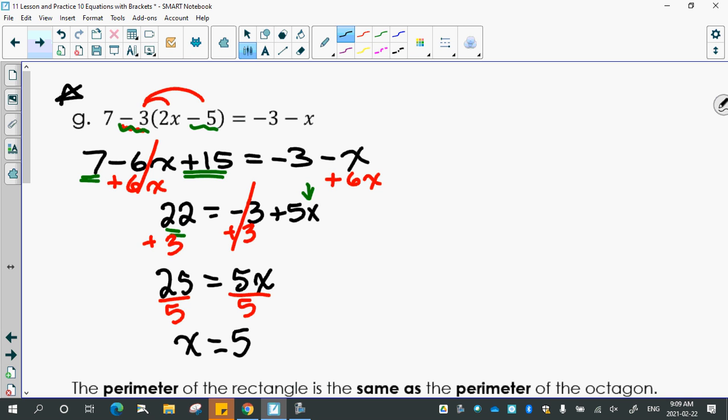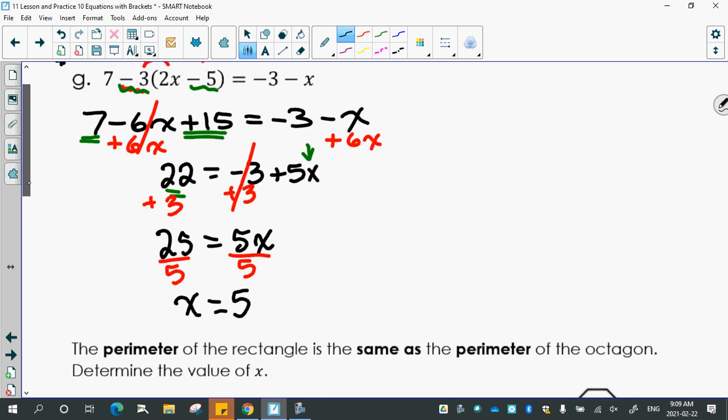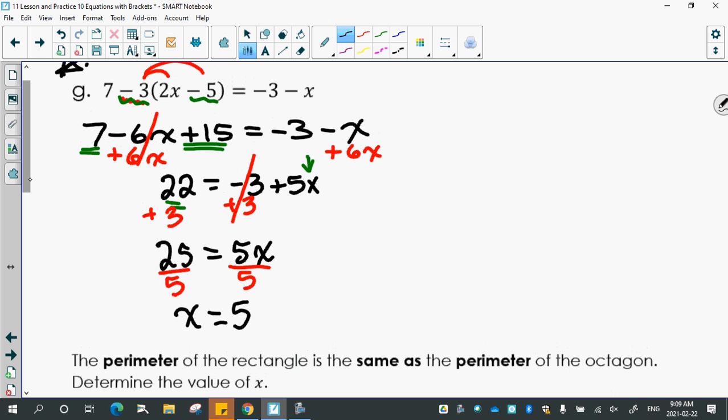Okay, so again, this one should be starred. That's like a hard one too for brackets. Make sure everyone's got that. Now I've got a few problems to work on, and then I'll have some practice for you to do.